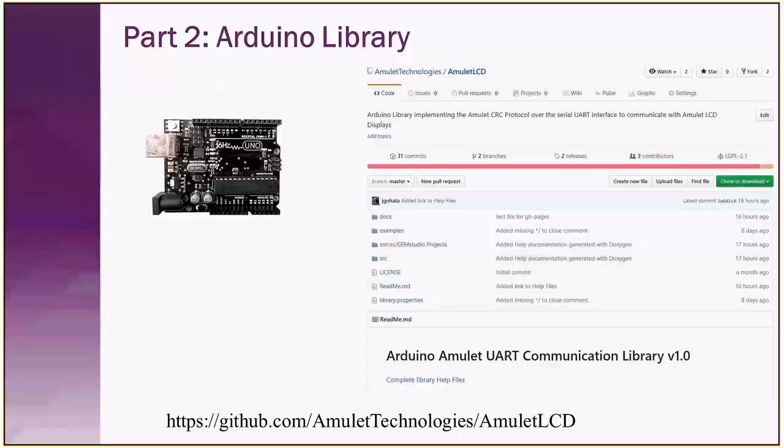This library itself, for those who are familiar with the Amulet UART communication protocol, there's a lot of opcodes to know. There's the CRC checking to implement. But this library here abstracts all the complexity out. And Brian will get into more detail, but if you're interested to see how the library is written, just go to GitHub and you can download the entire directory or clone the directory and take a look. There's quite a lot of help files available for you to refer to.